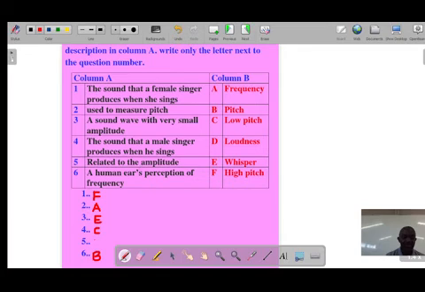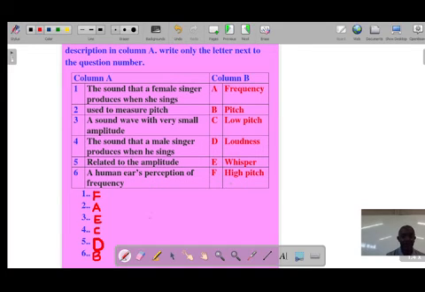Pitch is also B here. Then loudness goes hand in hand with amplitude. So this must be B again. It must be, what they're saying, related to the amplitude. That's number 5. Amplitude also goes with loudness. So it is D here. This is D, which is loudness goes with amplitude.